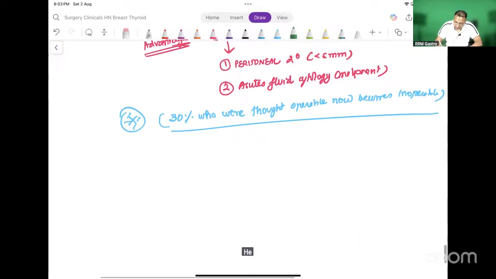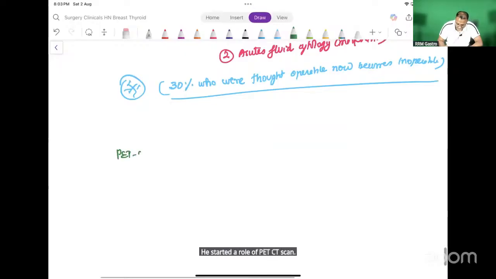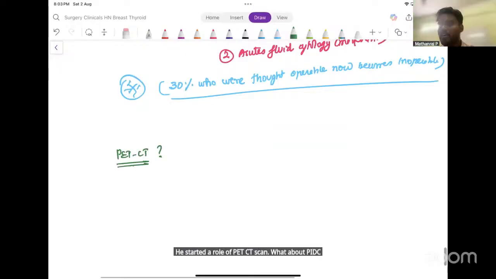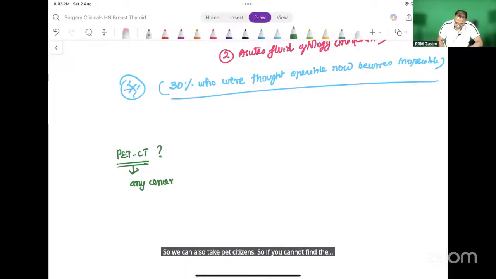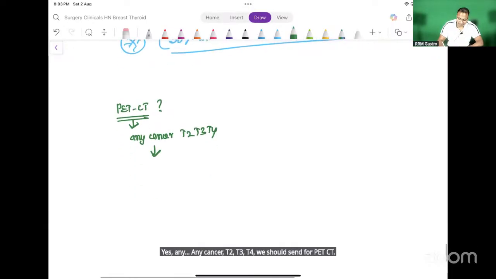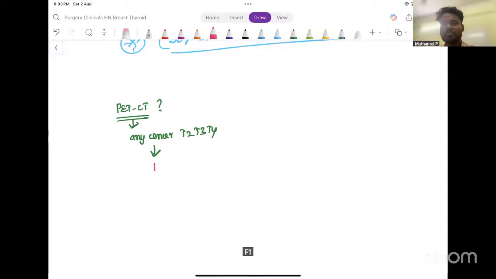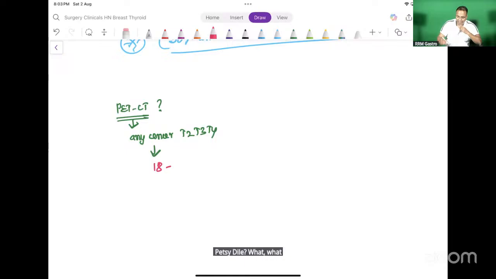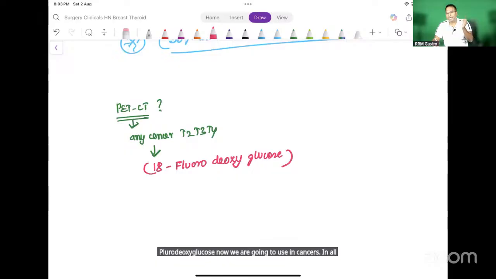Is there a role of PET CT scan? Yes. If we cannot find any cancer in T2, T3, T4, we should send for PET CT. What is the radionuclide substance used? F18 fluorodeoxyglucose. In all cancers, we use F18 fluorodeoxyglucose.